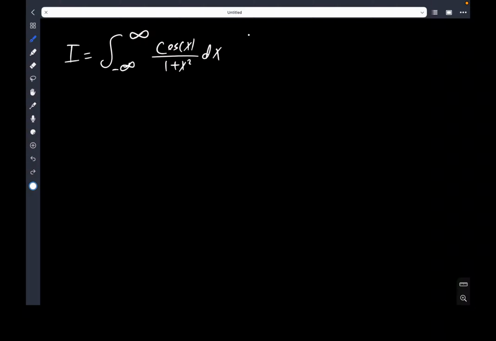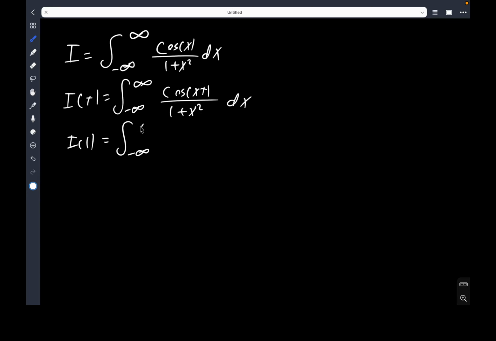So we can solve this integral with contour integration and complex analysis, which is a little bit harder. But there is another way that we can solve this integral, and that is Feynman's technique of integration, aka differentiation under the integral sign. For that, I'm going to need to introduce a new parameter: I of t equals the integral of cosine xt over 1 plus x squared dx, and if I find I of 1, that means I have found the integral of cosine x over 1 plus x squared dx.